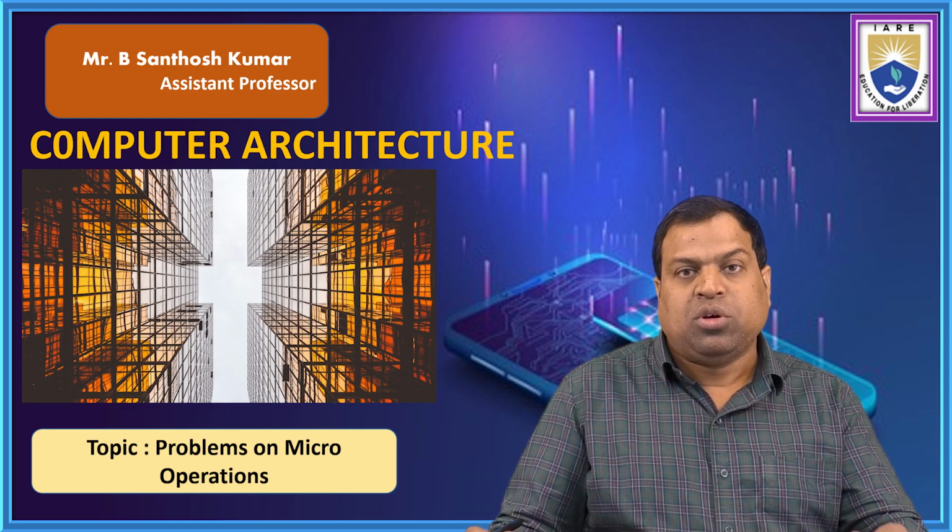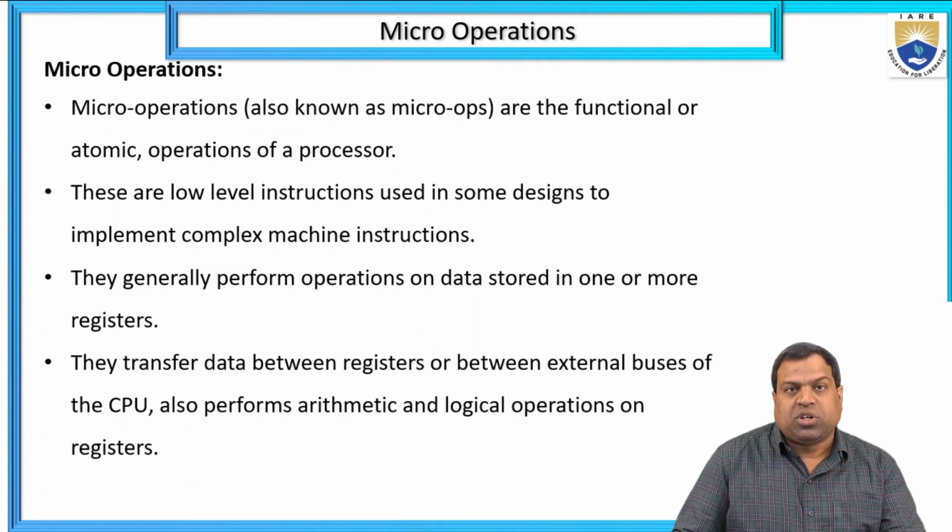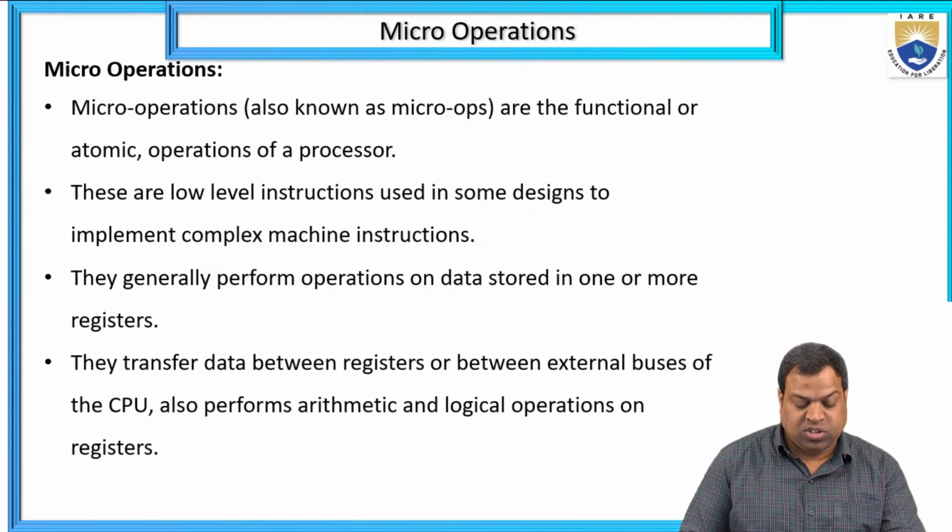Today I am discussing problem solving on micro operations. So what is a micro operation? Micro operations, also known as micro ops, are the functional or atomic operations of a processor. These are low-level instructions used in some designs to implement complex machine instructions. They generally perform operations on data stored in one or more registers. They transfer data between registers or between external buses of the CPU. They also perform arithmetic and logical operations on the registers.